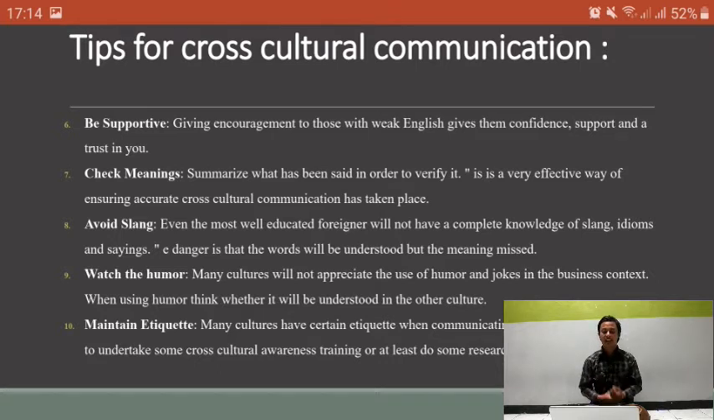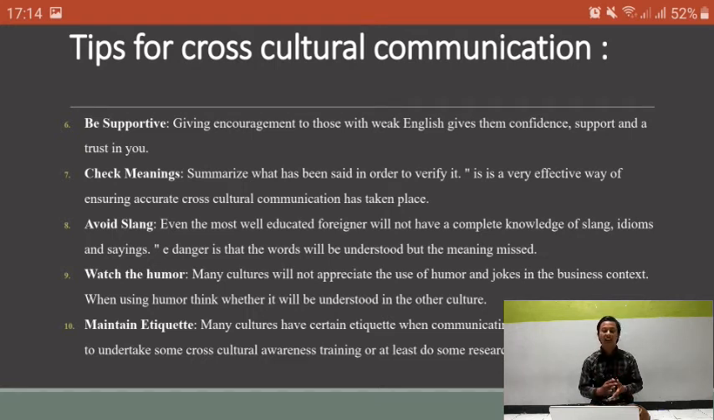Next is avoid slang, because even the most well-educated foreigner will not have a complete knowledge of slang, idiom, and sayings. Example is, danger with the word will be understood but meaning missed, like that. Next is watch the humor. Many cultures will not appreciate the use of humor or jokes in the business context. When using humor, think whether it will be understood in the other culture.